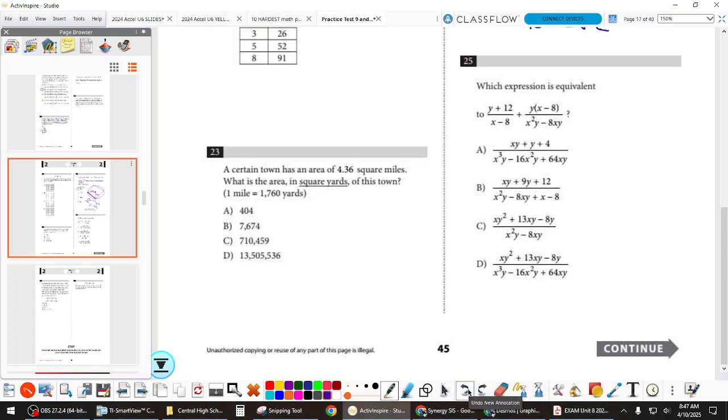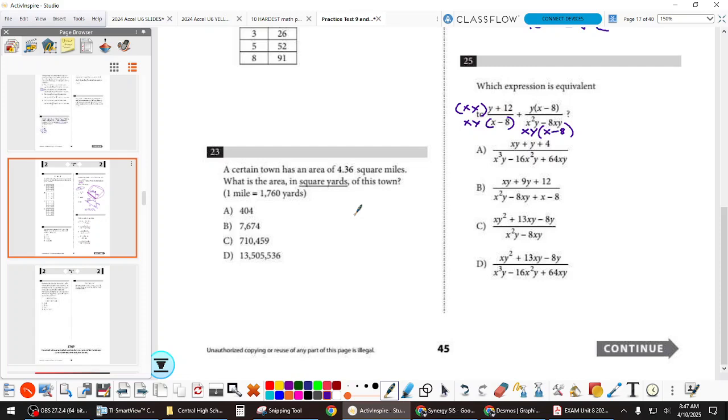Take out an x and a y, right? And you'll get x minus 8. So that becomes x squared y and negative 8xy. So what does this side need? An x and a y. Yep.